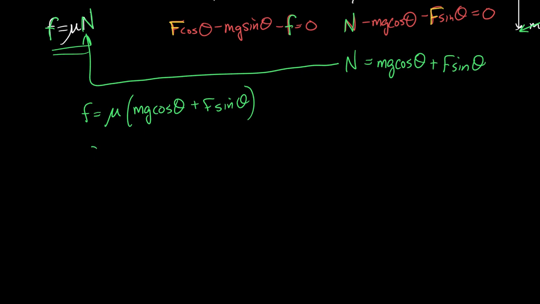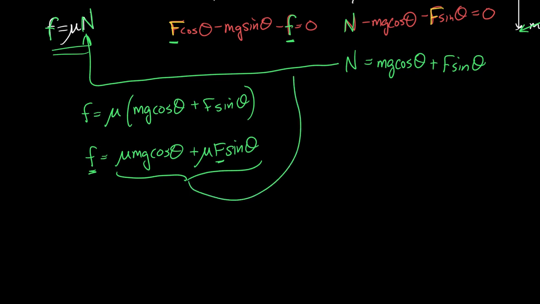I'll go ahead and distribute the mu. So friction equals mu mg cosine theta plus mu f sine theta. All right, first level of my substitution is done. I've got friction in terms of the applied force. So I have this, and I have another equation that has this and this. One more substitution, and I eliminate the little f. You follow so far? So next, all of this needs to go there.